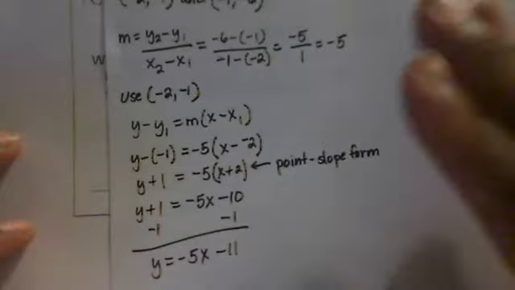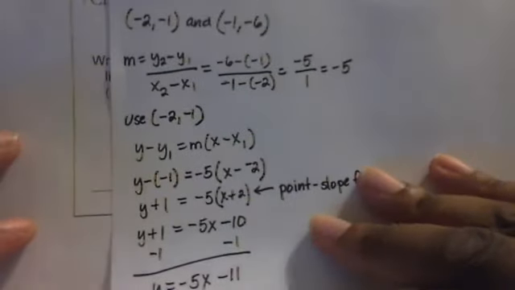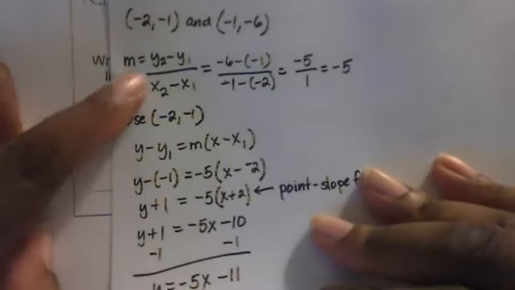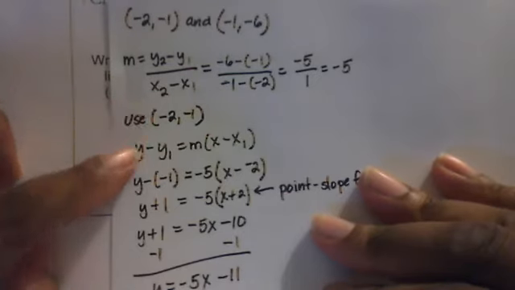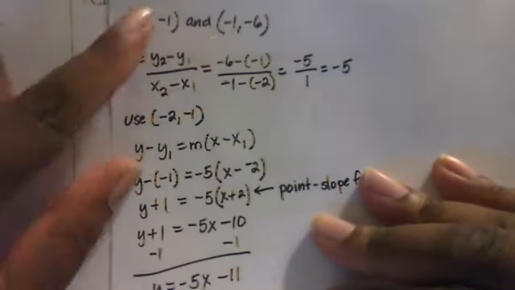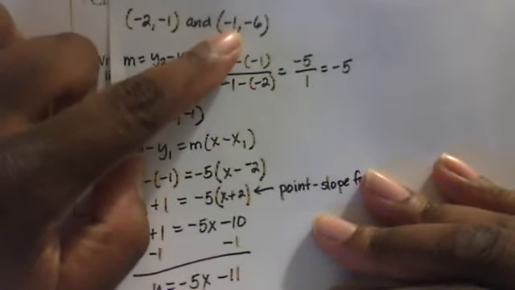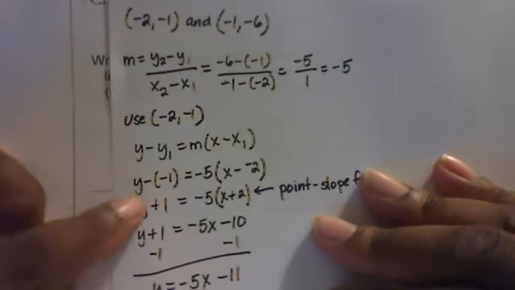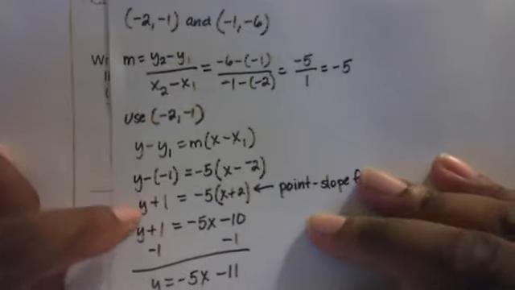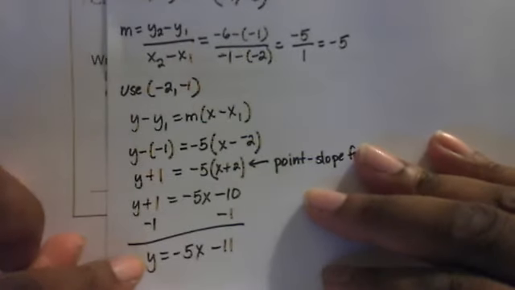Okay, so notice that with 2 points you must find the slope using the slope formula. And then you can use either one of these 2 points. I used the first one, but you can use the second point, negative 1, negative 6. Now, the point-slope form may be a little bit different, but the final expression solved for y will still be the same.